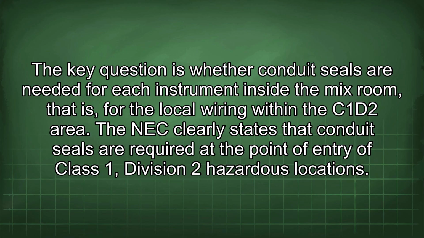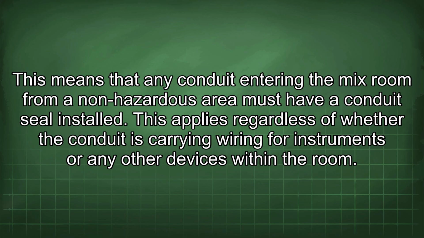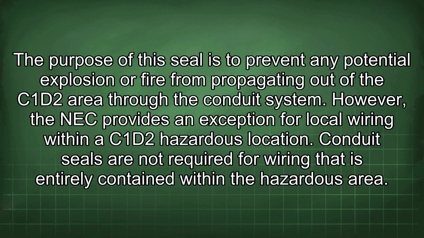The NEC clearly states that conduit seals are required at the point of entry of Class 1, Division 2 hazardous locations. This means that any conduit entering the mixed room from a non-hazardous area must have a conduit seal installed. This applies regardless of whether the conduit is carrying wiring for instruments or any other devices within the room. The purpose of this seal is to prevent any potential explosion or fire from propagating out of the Class 1 Division 2 area through the conduit system. However, the NEC provides an exception for local wiring within a Class 1 Division 2 hazardous location.